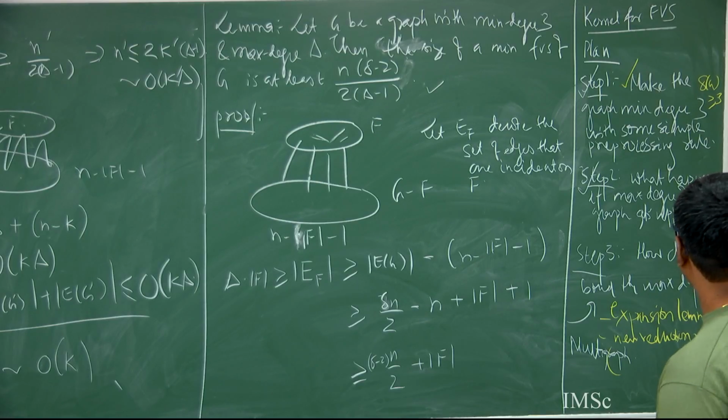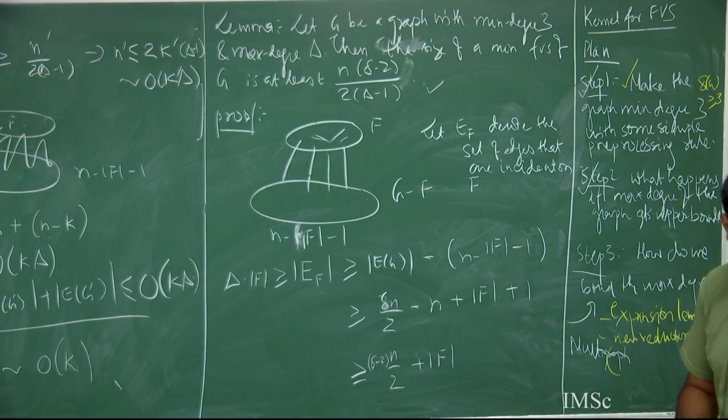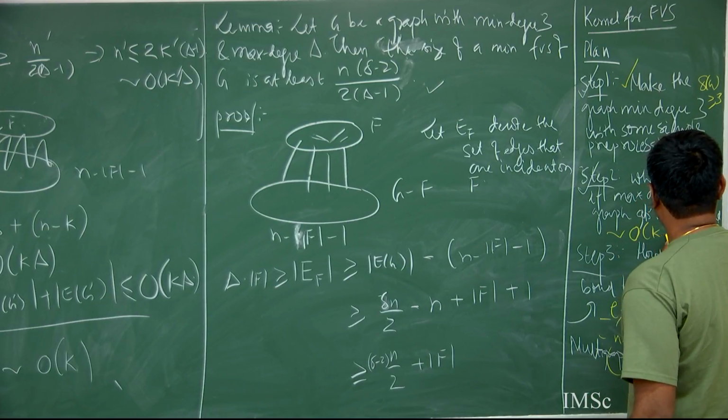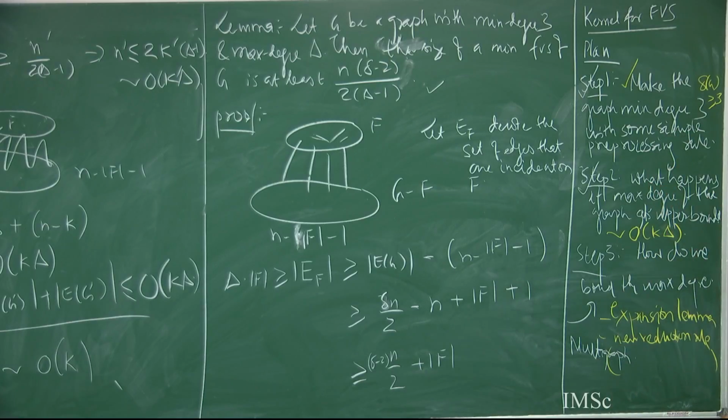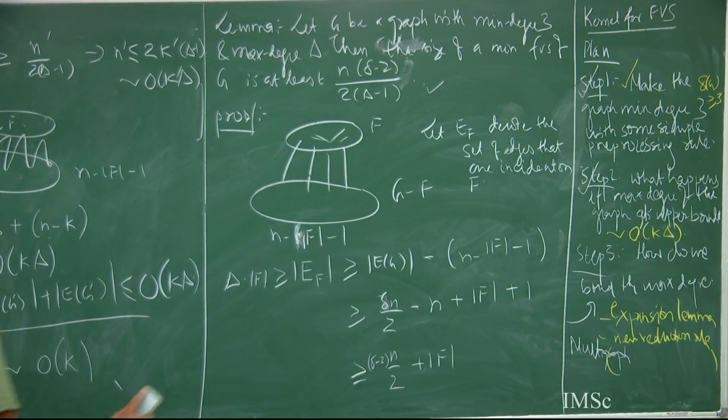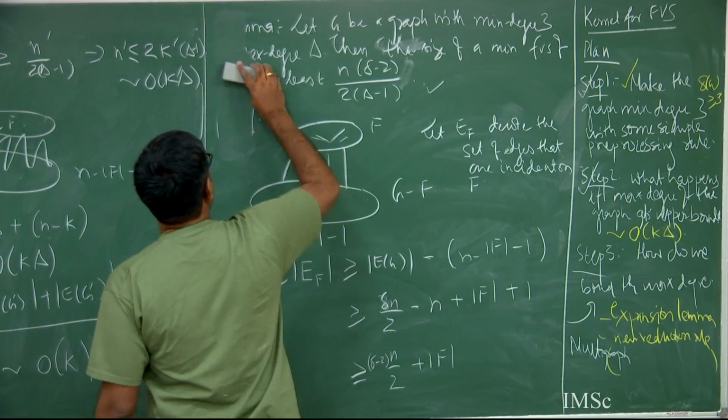So, this gives us a kernel of size order K delta. Okay, fine. I am going to erase everything except this part and we will get there. Okay, I can probably start from here.